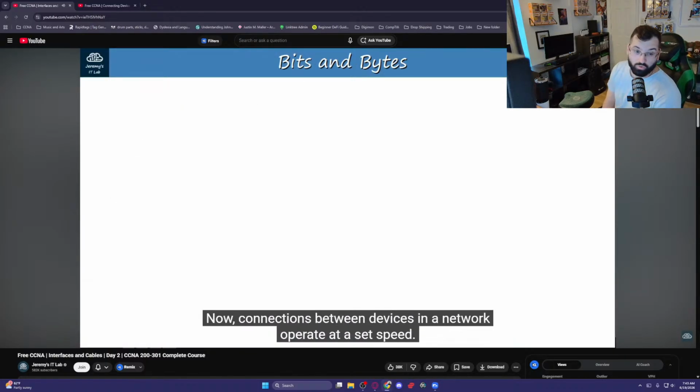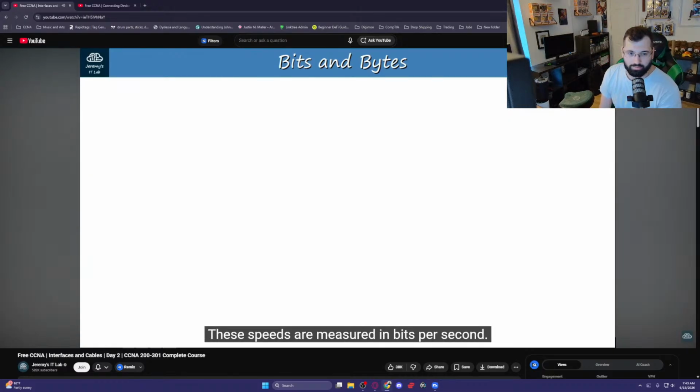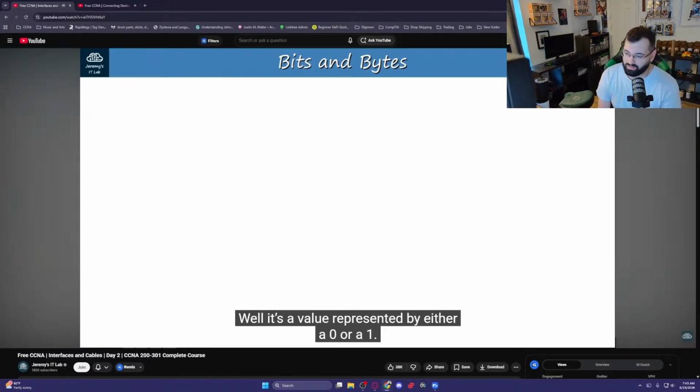Now, connections between devices in a network operate at a set speed. These speeds are measured in bits per second. So what is a bit? Well, it's a value represented by either a 0 or a 1. Firewire was way better, but it was proprietary. It lost.